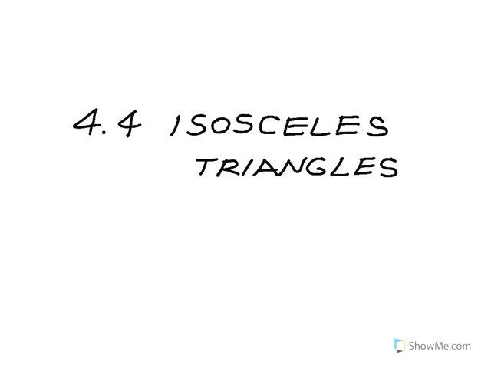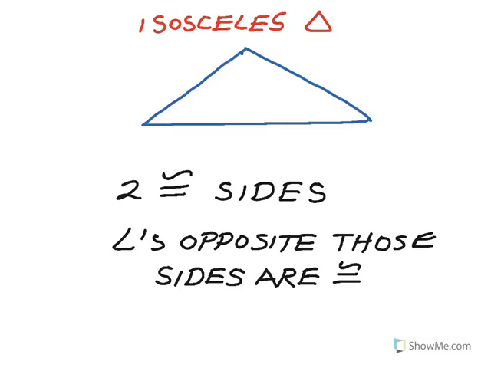This lesson is about isosceles triangles. So, an isosceles triangle is any triangle with two congruent sides. So let's say in this triangle we have these two sides congruent. Well, then it turns out that the angles that are opposite those sides, so this angle here and this angle here, are also congruent to each other.